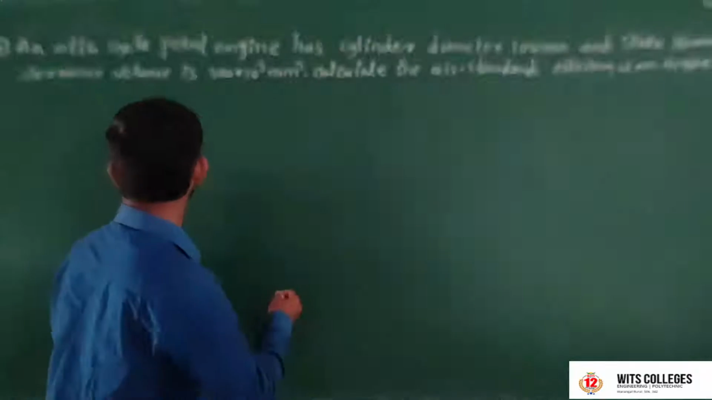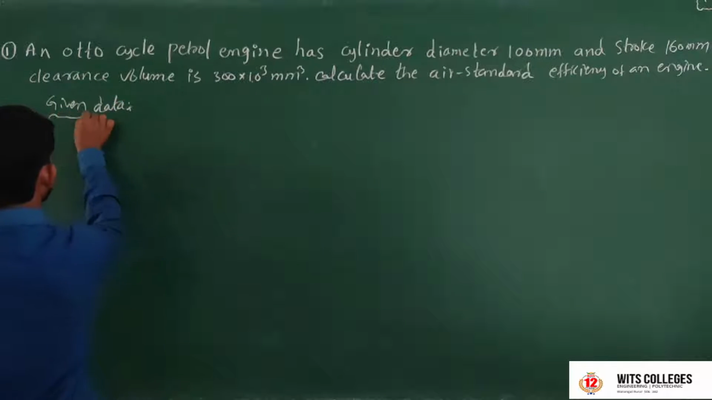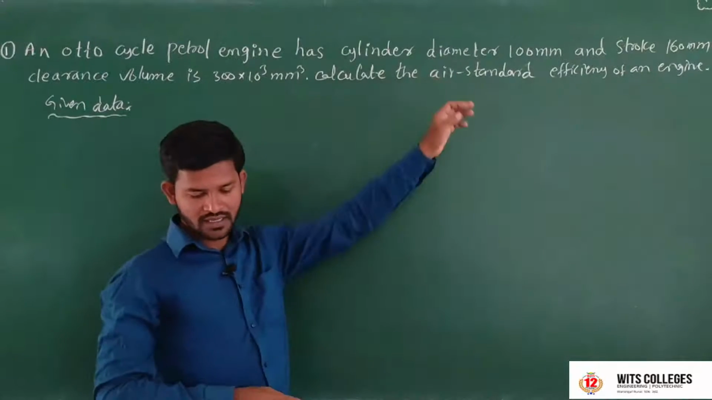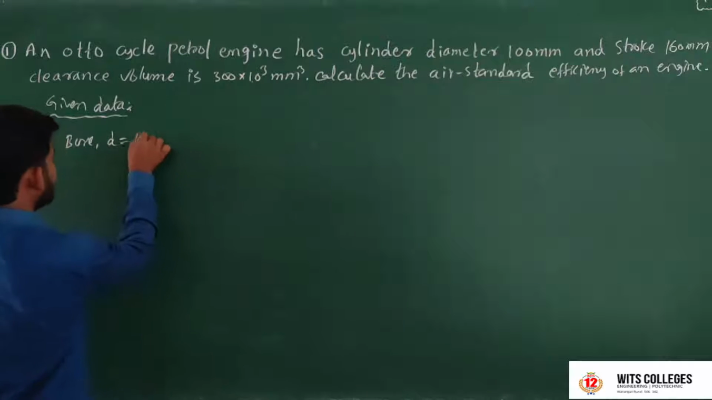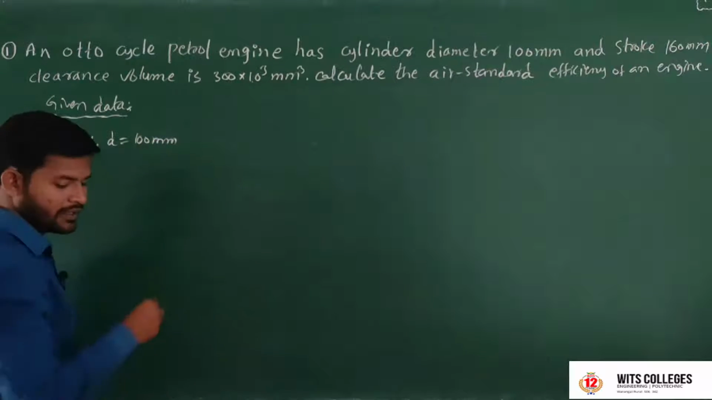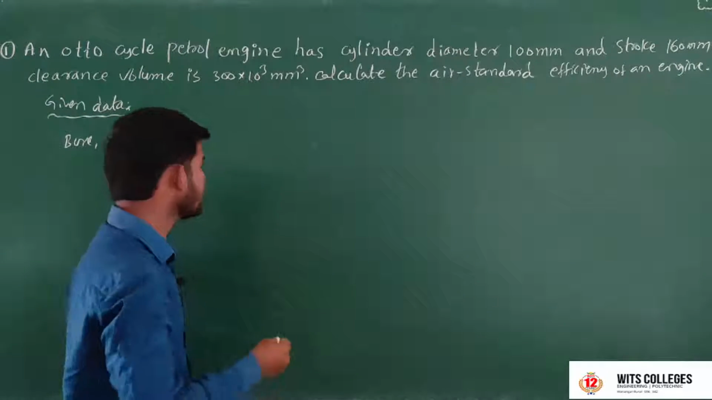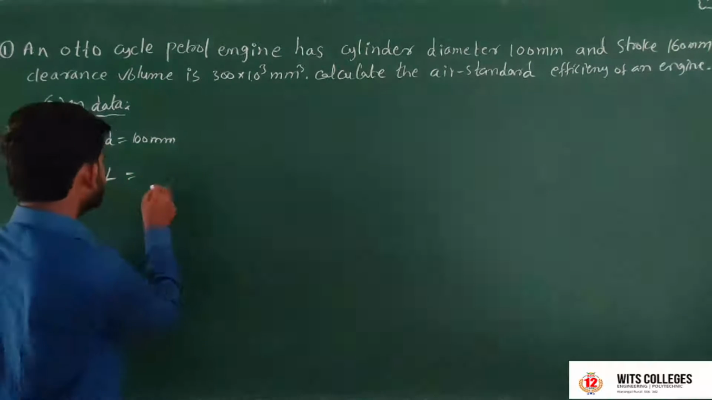First of all, we write the given data. What is given in this problem? First, the cylinder diameter, that is the bore, small d, equals 100 mm. Next, the stroke length, L, equals 160 mm.